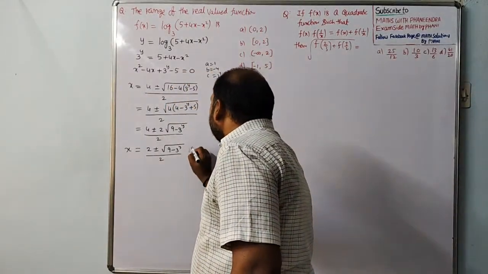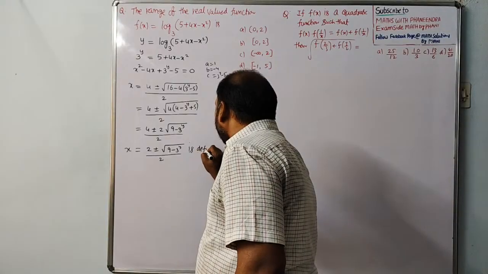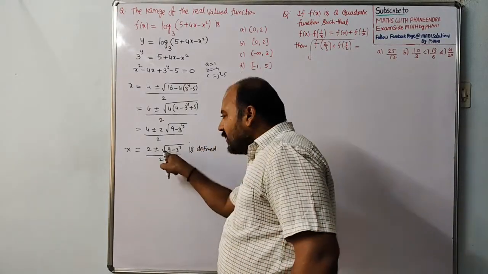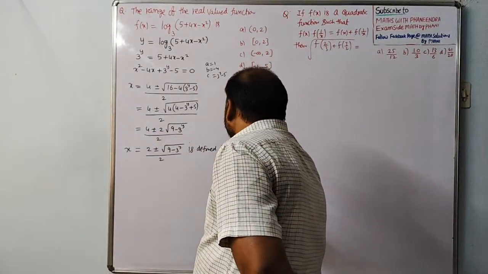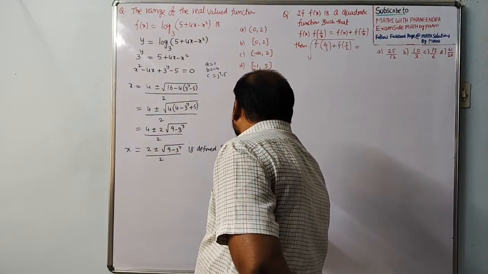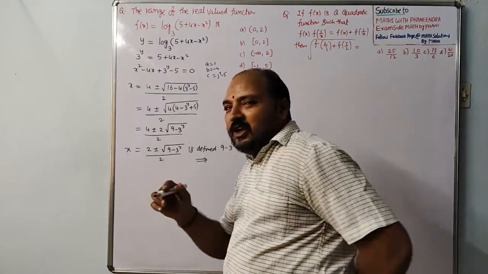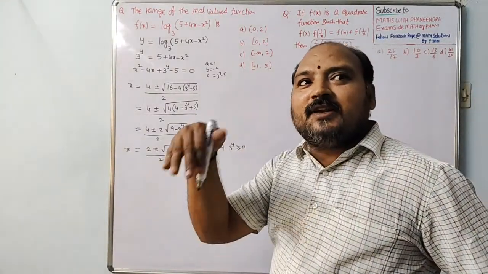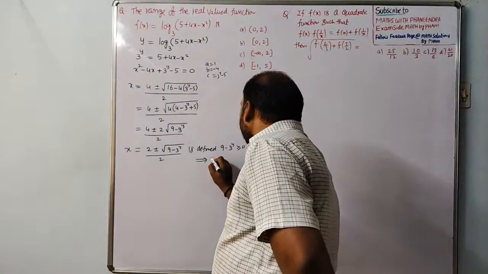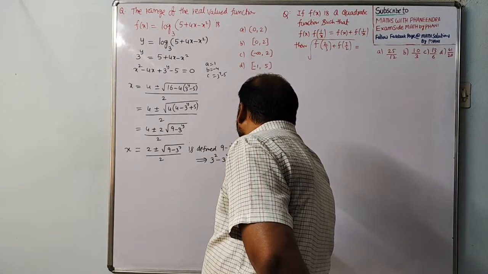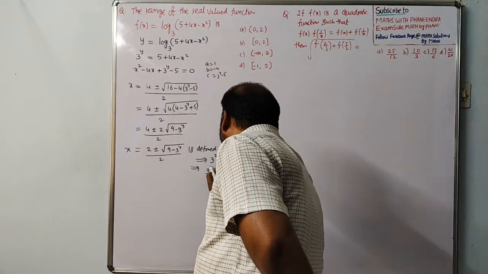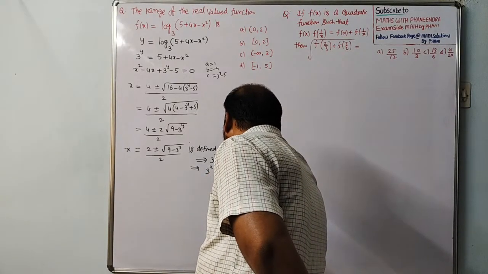So x is defined only when the root value is greater than or equal to 0. It is defined when 9 minus 3 power y is greater than or equal to 0. Whenever we get values in y, it is indirectly the range. So 9 means what? 3 square minus 3 power y is greater than or equal to 0. So 3 square is greater than or equal to 3 power y.